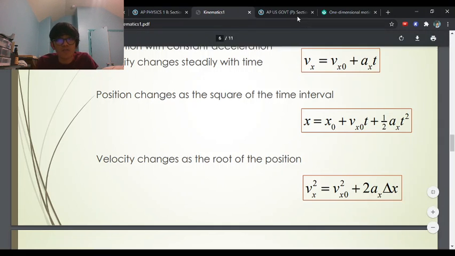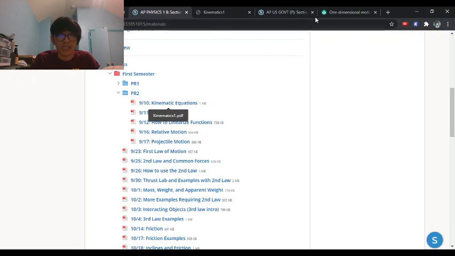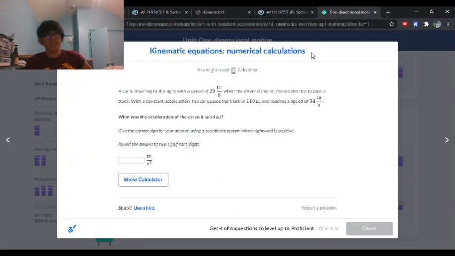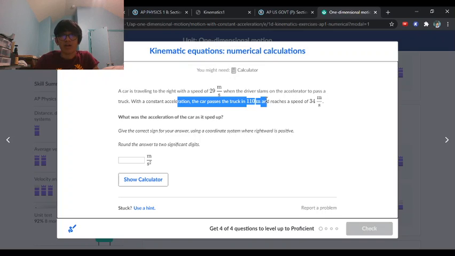Now, again, the reason why the displacement is 110 and not negative 110 is because the car was going to the right. So any distance covered is referring to the right, which is basically positive. So with that in mind, we use our calculated values: 29 squared divided by 2 times 110.